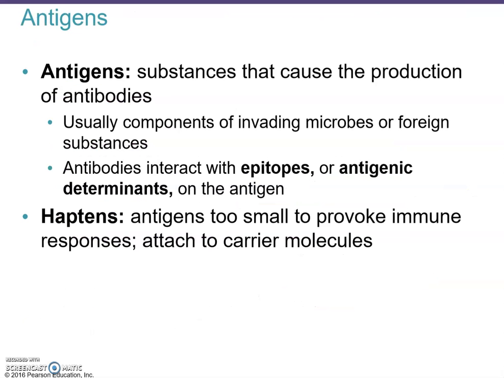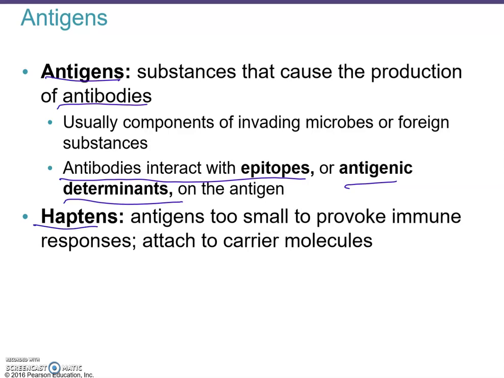More definitions here for you. An antigen is a substance that causes the production of an antibody. Usually components of invading microorganisms or foreign substances will be the trigger. Those antigens then trigger the formation of antibodies. Antibodies interact with epitopes, or antigenic determinants, whatever was on the antigen that caused the production of the antibody in the first place. The antibodies are custom made against these epitopes found on the antigen, a virus or a bacterium, the bacterial surface.